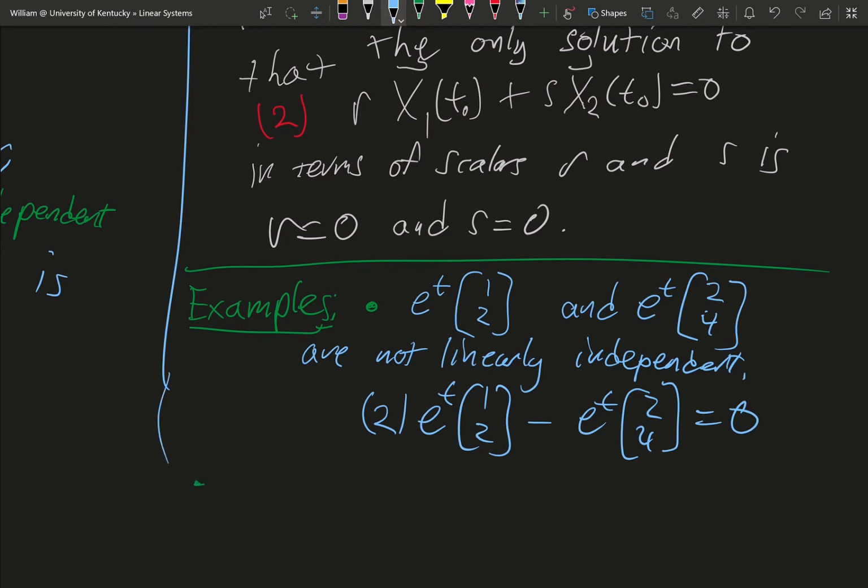A slightly less straightforward one is I can replace this e to the t on the second one with, say, 3e to the t, or really any other function.